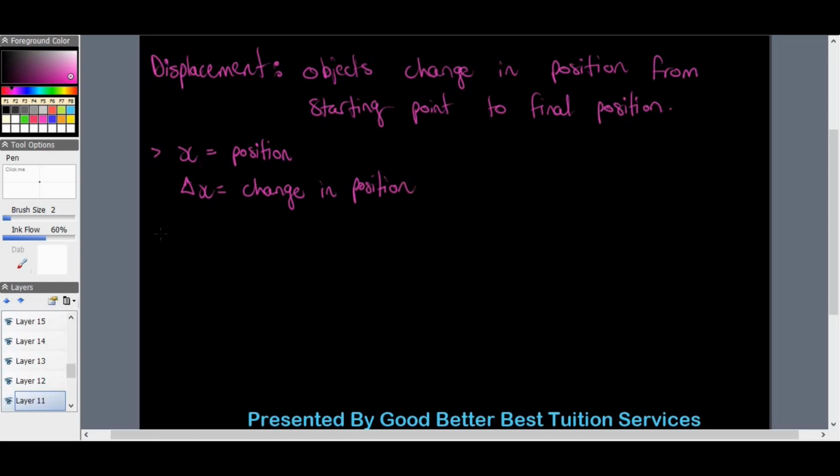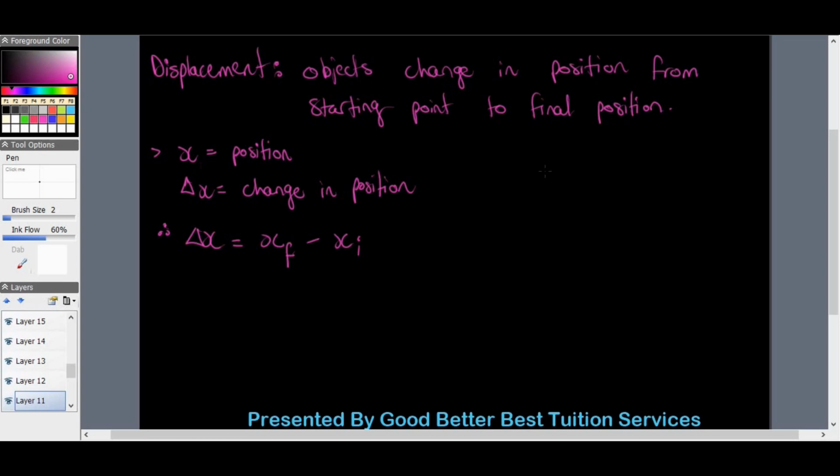So delta x is basically the final position minus the initial position of an object, and that gives me this definition of a change in an object's position. It's a vector quantity that points from the initial position, which would be your reference point, to the final position, and it basically represents where the object is relative to its starting point. So where's the object going?